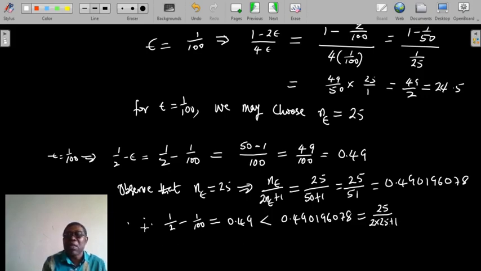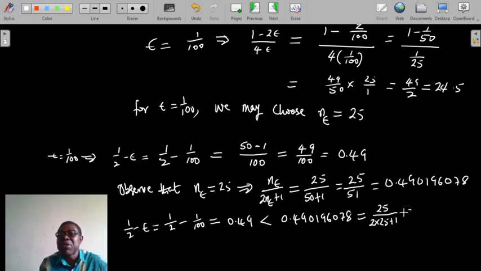Remember, this particular one here, half minus 100 is nothing but, sorry please, here is plus 1 here. So remember that half minus 1 over 100, not half minus 100, is nothing but half minus epsilon, where our epsilon is 1 over 100.